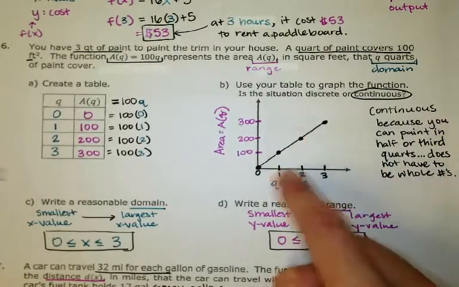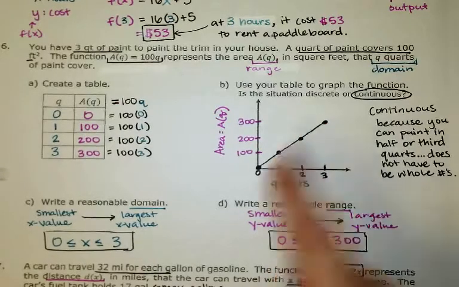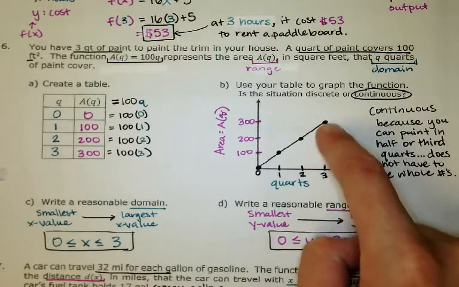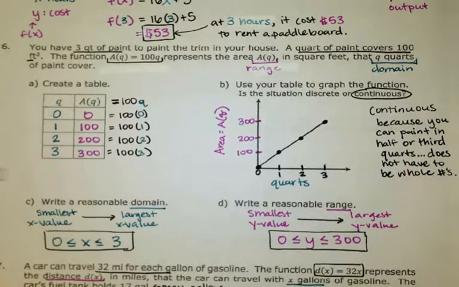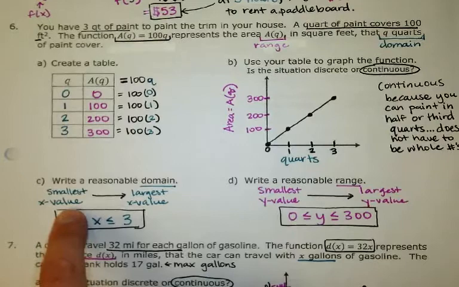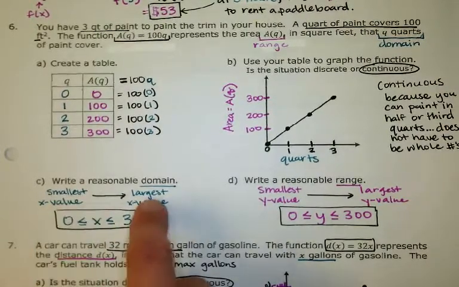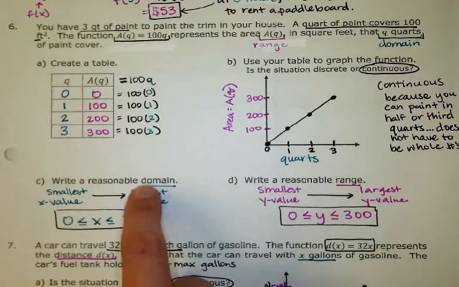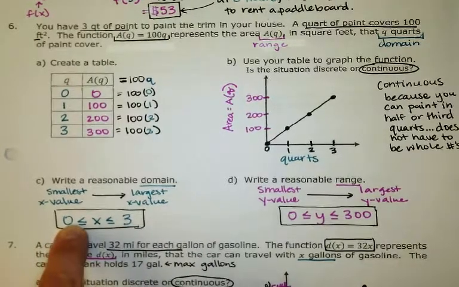Now, one thing I want you to notice is I did stop it, right? Because it can't go past 300 square feet because we only have 3 quarts. If we had more quarts, we would get more. Then we look at this. Guys, our reasonable domain, you go from the smallest to the biggest. Well, my X values were my quarts. So I went from 0 to 3. Now, could it be equal to 0 quarts? Absolutely. Could it be equal to 3 quarts? Absolutely. So that's why I did the less than or equal to on both of those.